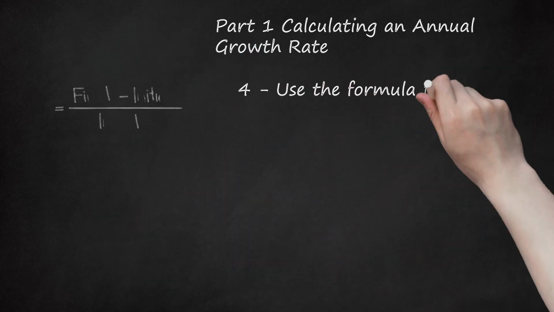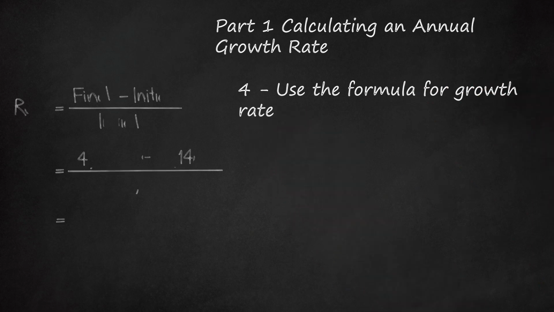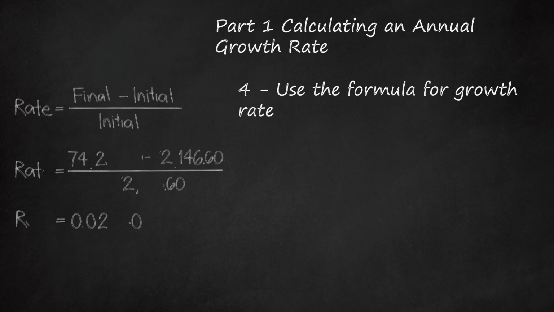4. Use the formula for growth rate. To calculate the growth rate over the chosen time period, use the formula. Rate equals final GDP minus initial GDP, divided by initial GDP.